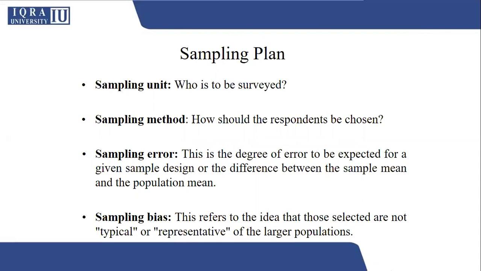Sampling error. This is the degree of error to be expected for a given sample design or the difference between sample mean and the population mean. So sampling error is the difference between sampling mean and population mean. Sampling bias. This refers to the idea that those selected are not typical or representative of the larger population. Means the sample that you have collected is not giving or reflecting the true picture of the population.